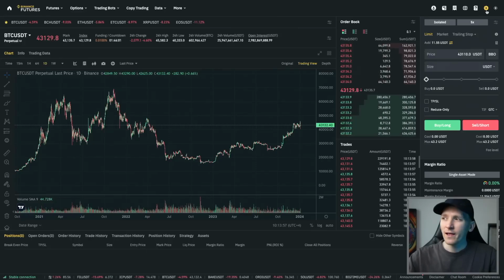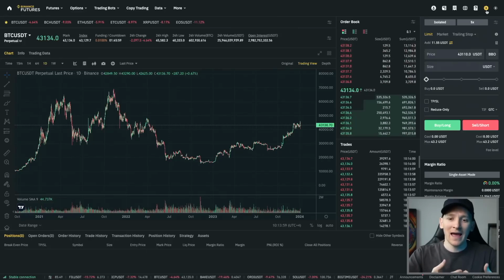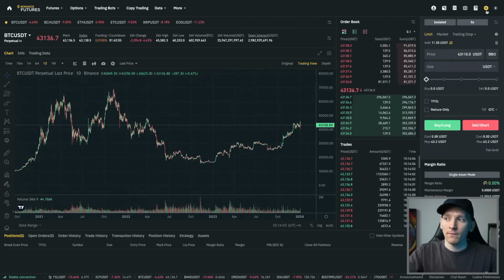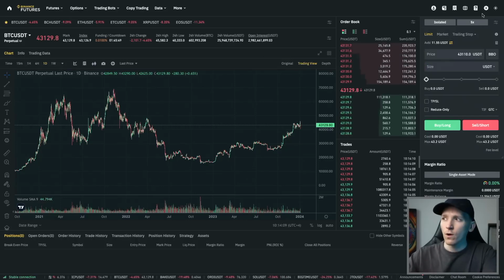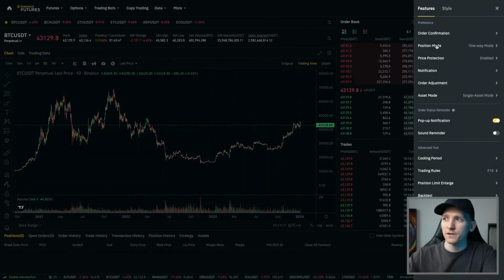There are two ways we can open positions on Binance. One is called one-way mode and one is called hedge mode. This just deals with the fact that we may have two conflicting positions in the same asset at the same time, because you can go long, you can go short. So what happens if you want to do that at exactly the same time? Well, we can go to settings and then position mode.